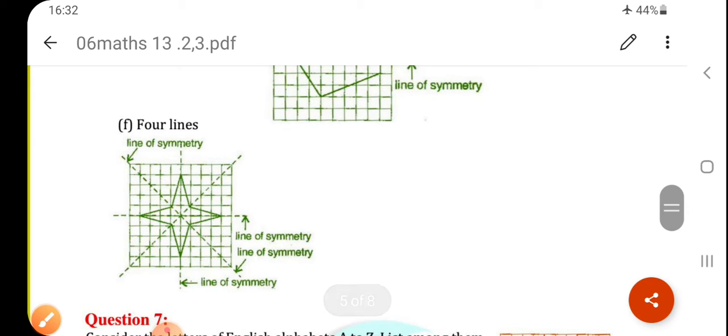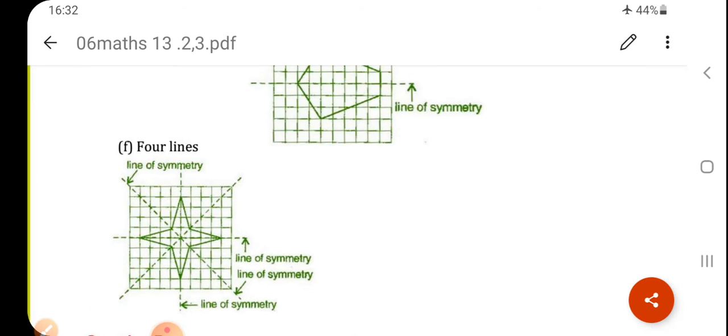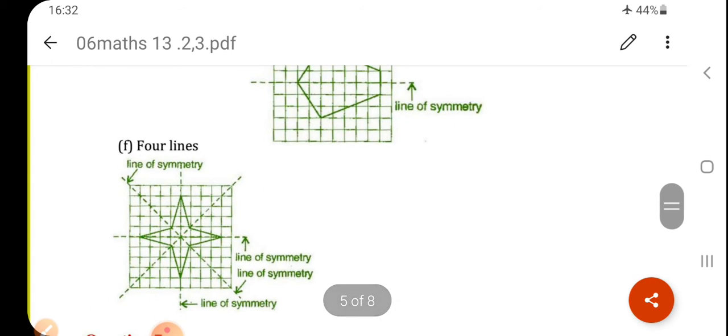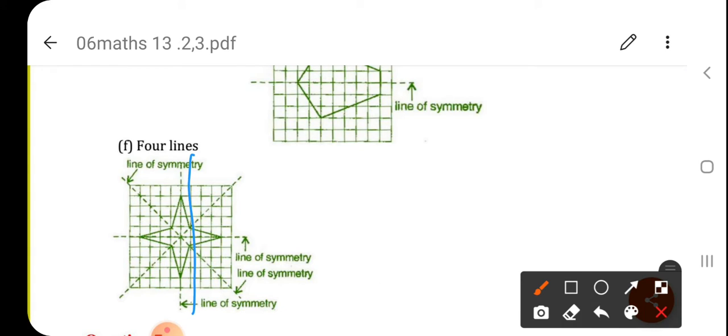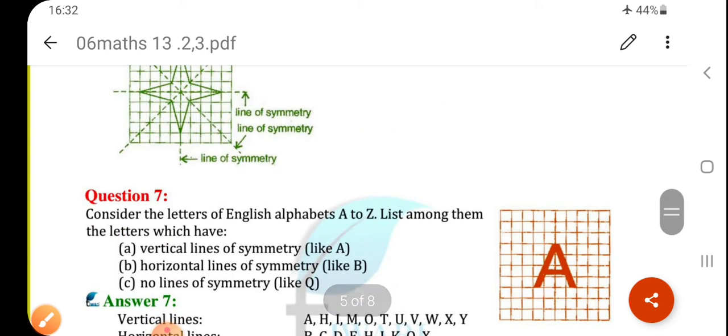Then here one star-type figure is given. So how to decide how many lines of symmetry are possible? What you have to do is first try to draw lines of symmetry. First draw vertical. Yes, then both the parts are equal, exactly the mirror image of each other. Vertical is also possible. Then draw a diagonal. Yes, also possible. One more diagonal is also possible. This is how to think about it.